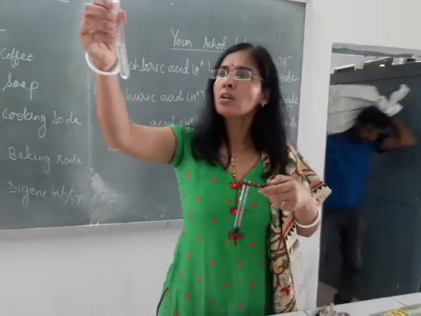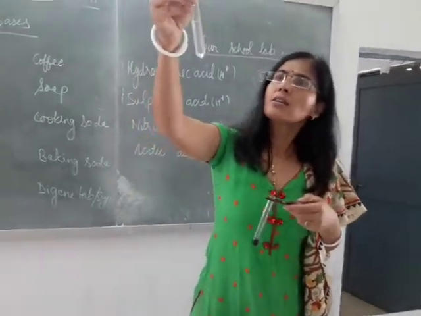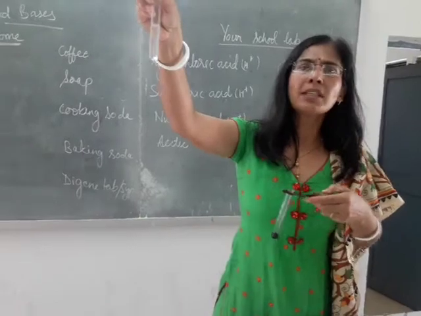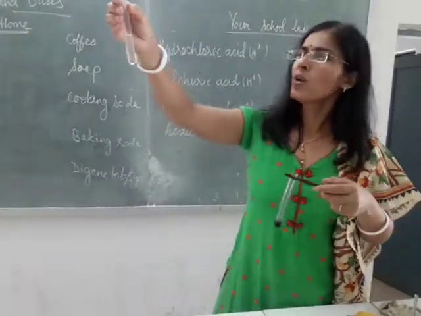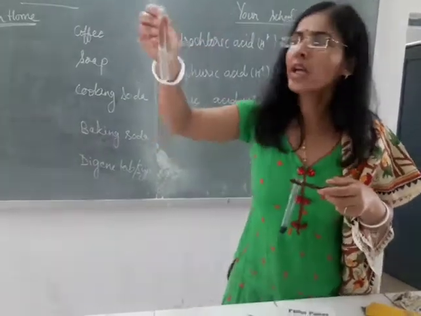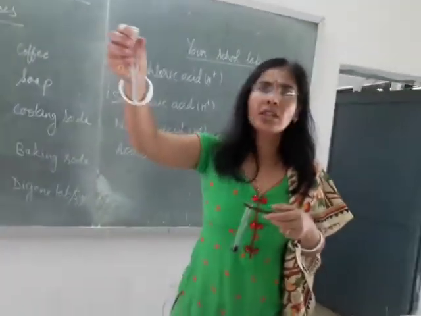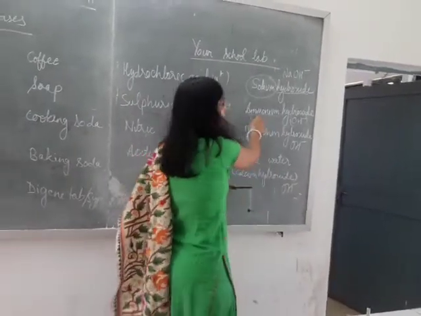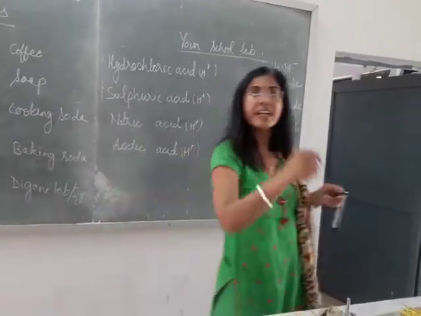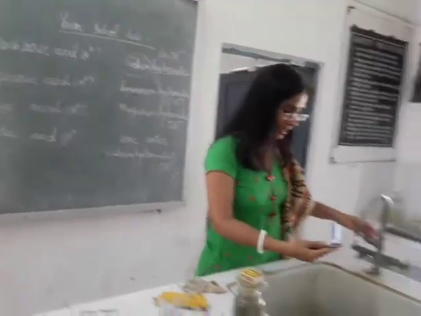Mr. Kishore, what is it? It was a base of some kind. I could test it with the help of red litmus. What was it? Okay. So it was ammonium hydroxide. Right, children, it is ammonium hydroxide and I could identify it with the use of red litmus.